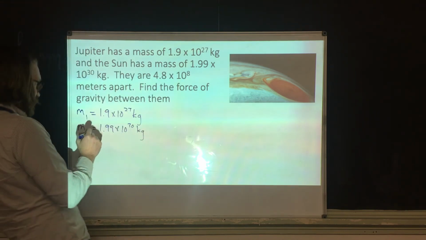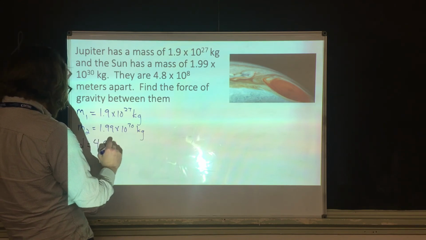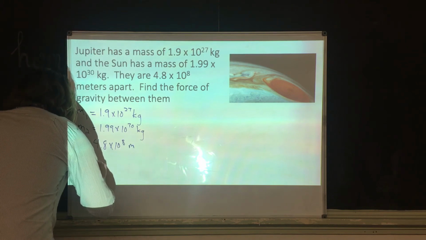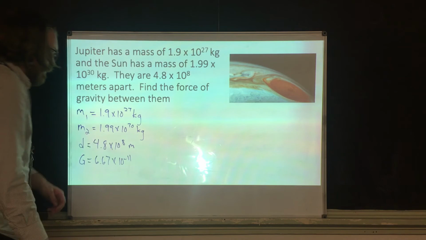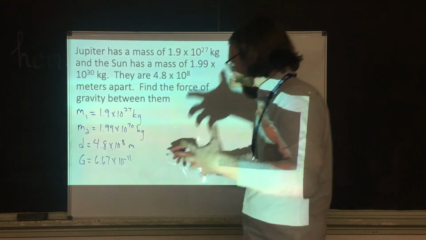And we have our distance here. They are 4.8 times 10 to the 8th meters apart. And again, I'll write down big G. Big G is 6.67 times 10 to the negative 11. All right, so I'm going to write it down here so you can see it up here. But our equation looks like this.